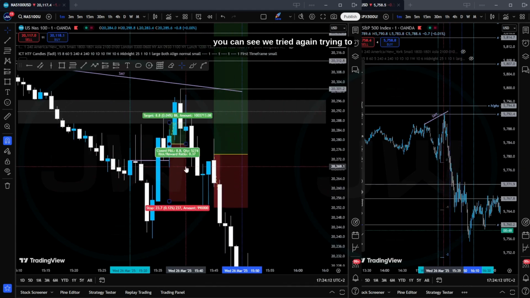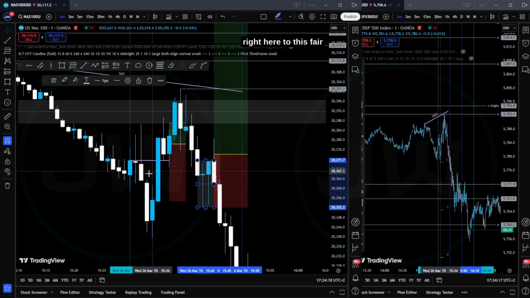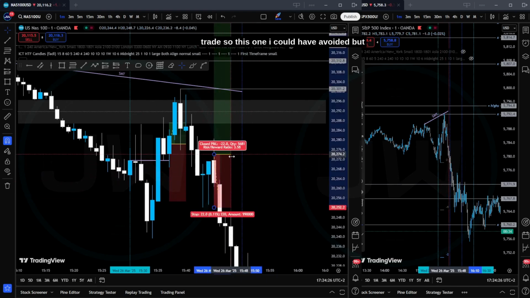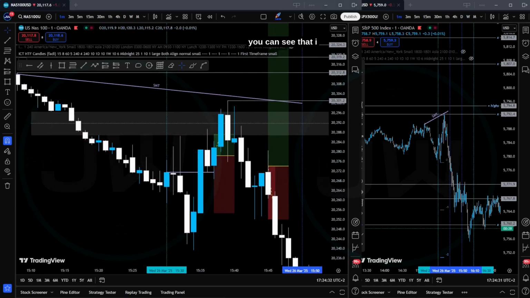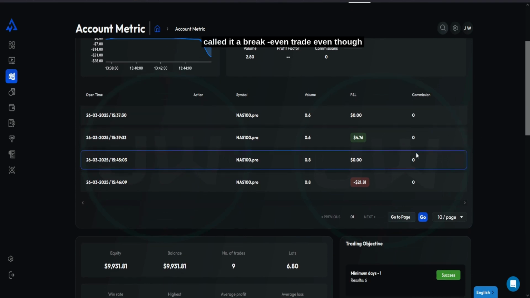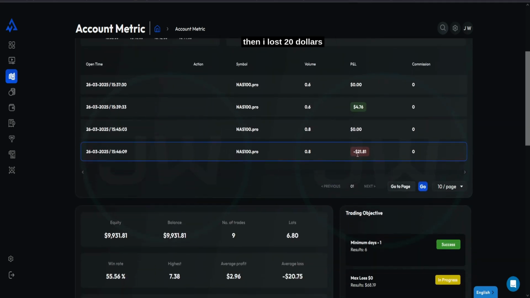You can see we tried again, trying to enter, thinking this was a rejection right here to this fair value gap, or this little inverse here, which was nothing really. I was forcing a trade, so this one I could have avoided, but I'm glad I got out of this trade very quickly. You can see that I got $4 on that trade. I still called it a break-even trade, even though I just exited that trade, and then I lost $21.81 on that second loss right there.